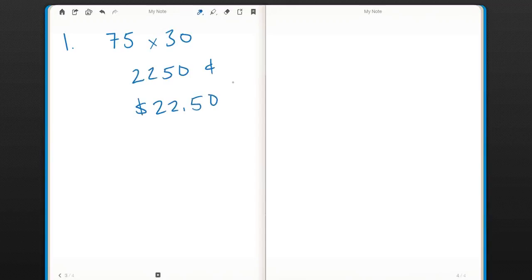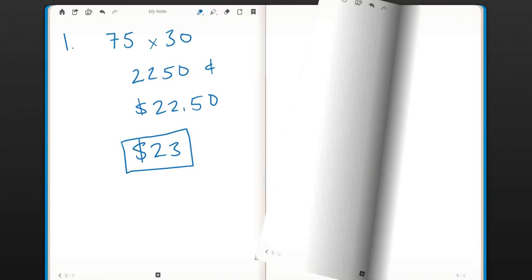Don't stop there. The question says at the bottom, give your answer to the nearest dollar. So our final answer is $23. Certainly you could change this to cents earlier, but then you'd be multiplying with decimals, and I'm all about doing it the easy way and converting once you've got the math done.